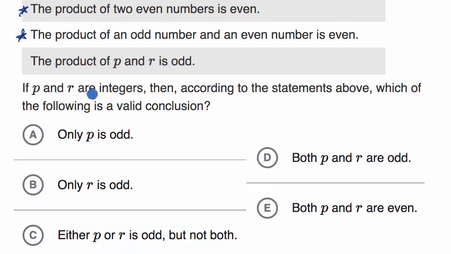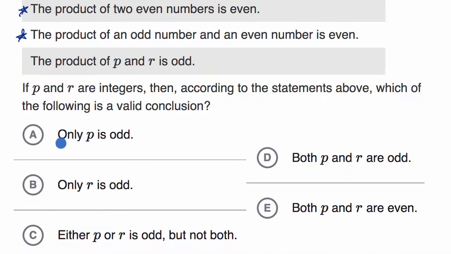And they say if p and r are integers, then according to the statement above, which of the following is a valid conclusion? And you only need to pick one of these. So pause this video and see if you can answer that. Okay, now let's do it together. And we're just going to go through each of these choices and see if these can be a valid conclusion.